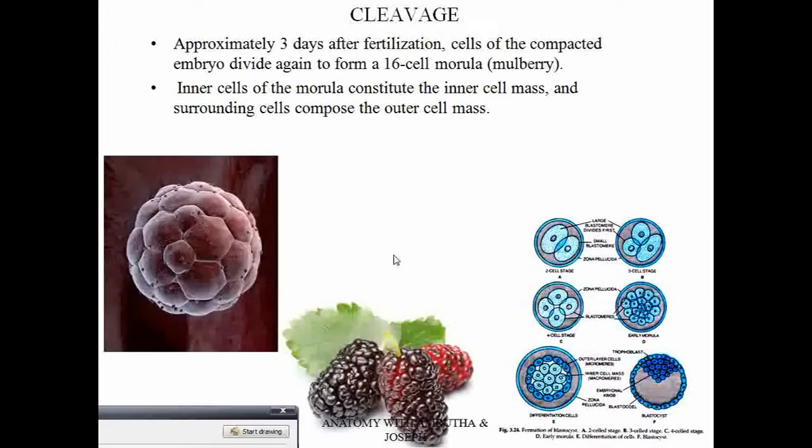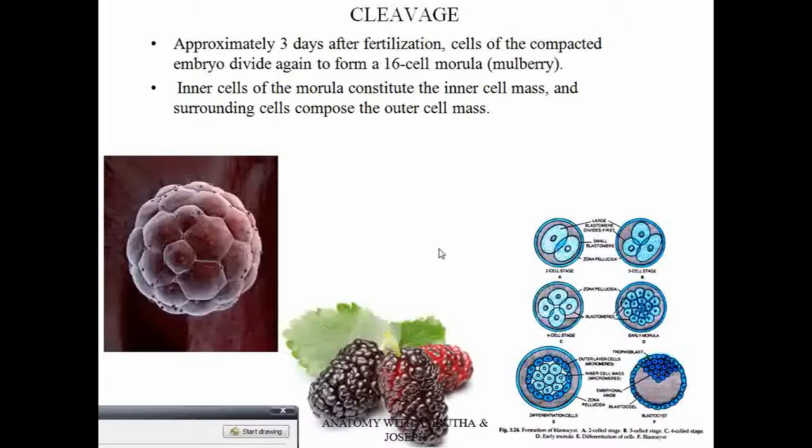Approximately 3 days after the fertilization, cells of the compacted embryo divide again to form a 16-cell stage called morula. Almost at the third day after fertilization, cleavage occurs and the zygote becomes a 16-cell stage. Here it looks like a mulberry, and that stage is called morula.